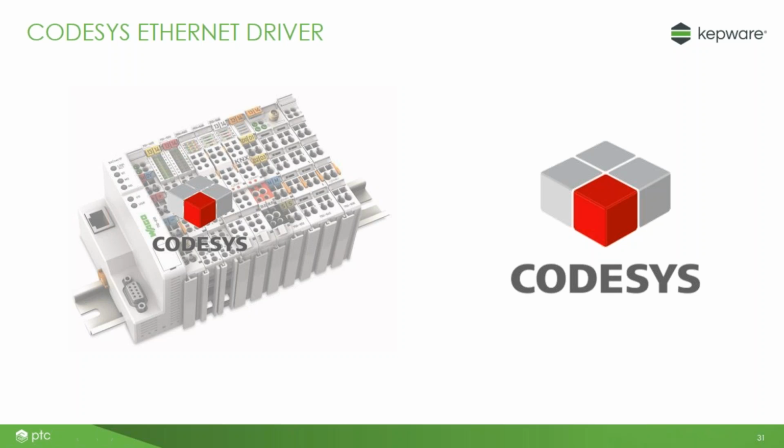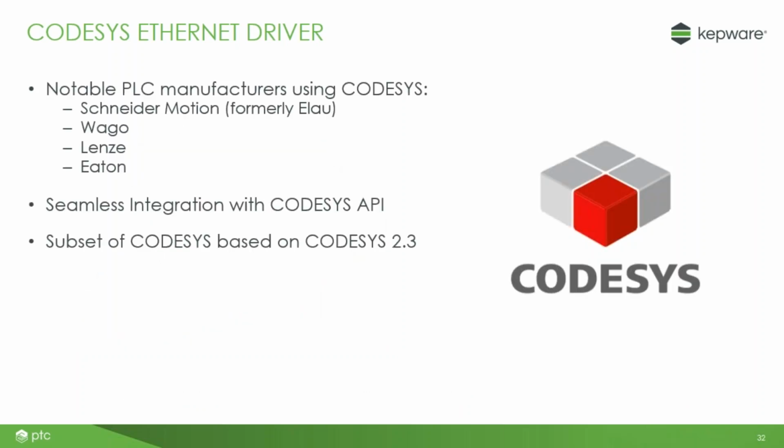There's quite a few vendors that use it, and we'll get to that in a second, but typically the vendors we've found that use it are in packaging, pharma, and food and bev. So if you're in any of those industries, chances are you are probably using something that uses embedded CODESYS or that CODESYS stack. Here pictured, you actually see the Wago PLC. They're a popular vendor that uses the CODESYS stack, as well as Schneider Motion, formerly Elau, Lenze, and Eaton, all use that CODESYS functionality. So basically it means we're compatible with that list of vendors now.